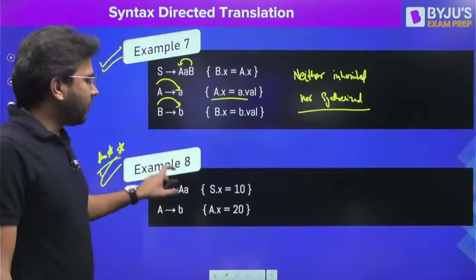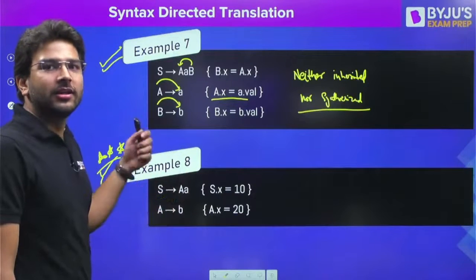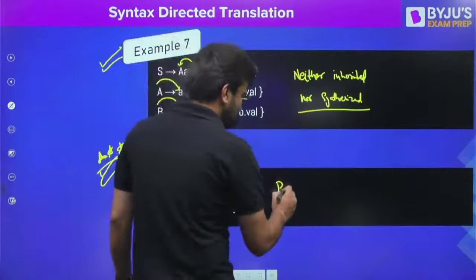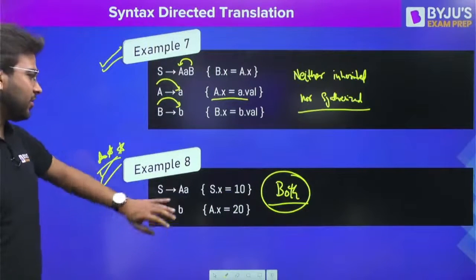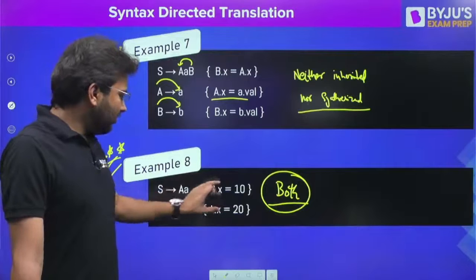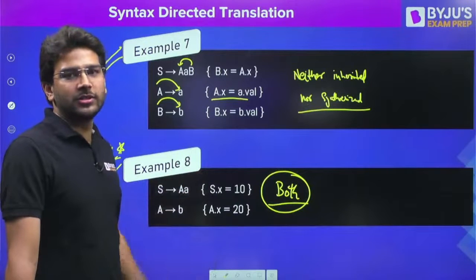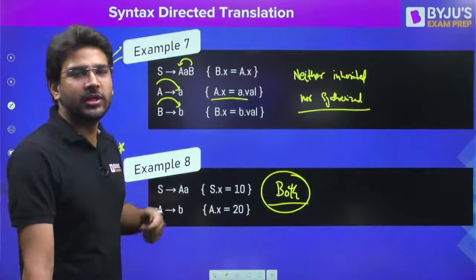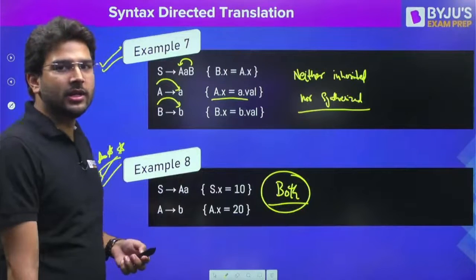So in these type of examples where you cannot decide whether it is synthesized or inherited, then in that case you can clearly say that it is both. Only in these type of examples you can say it is both synthesized and inherited. Otherwise you cannot comment on that. Whenever you are not having any clarity, you can say it is both. Clear? Only in these examples where you have nothing to decide. But when you can decide, then you can clearly say whether it is inherited or synthesized. Is it clear?